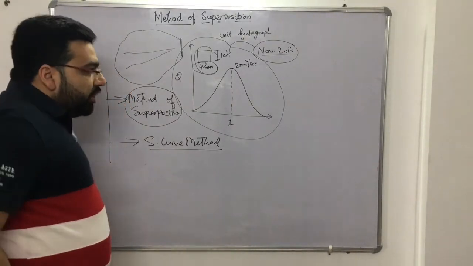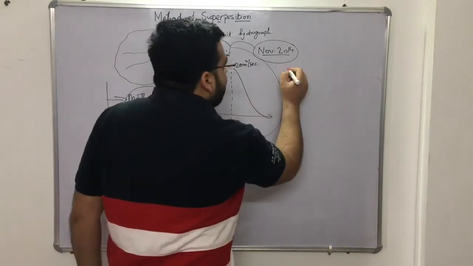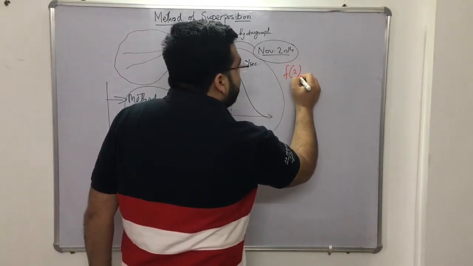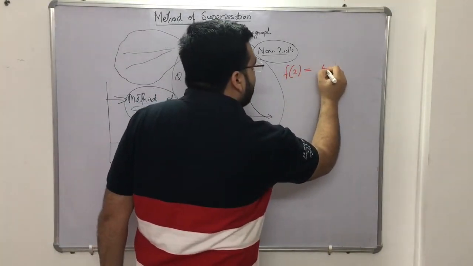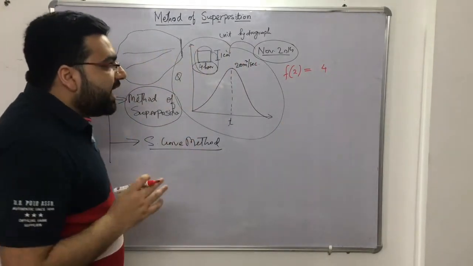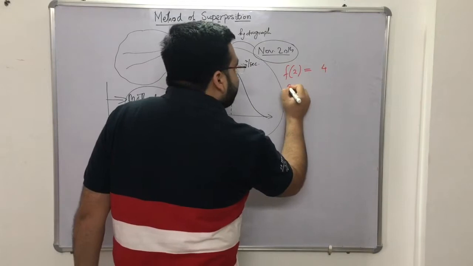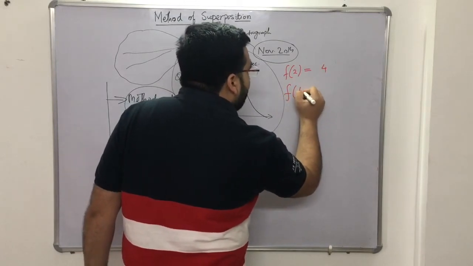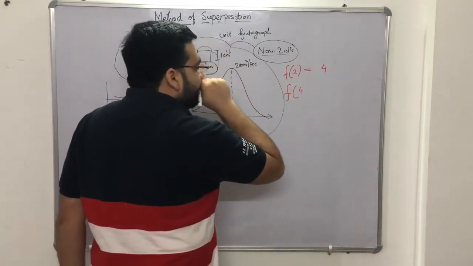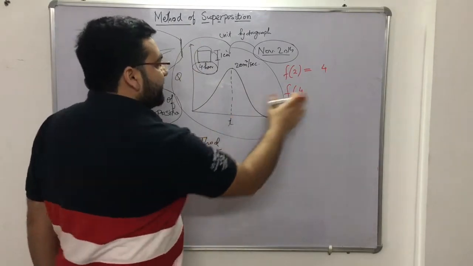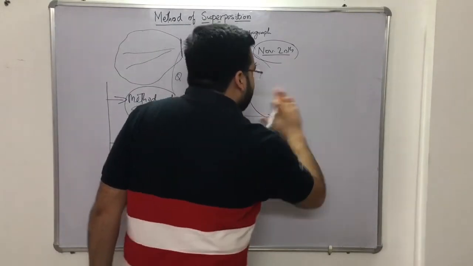For example, you know that function of 2 is equal to, let us say, 4. Clear? You know that function of 2 is equal to 4. If someone asks you what will be the function of 4, you can say, not like this, let me tell you like this. Let me rub this to make it simpler.